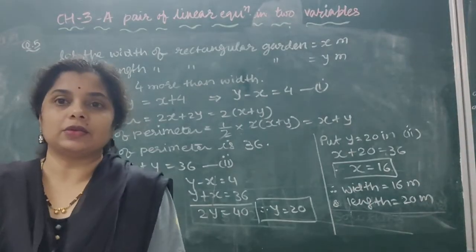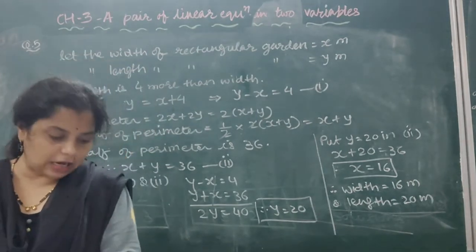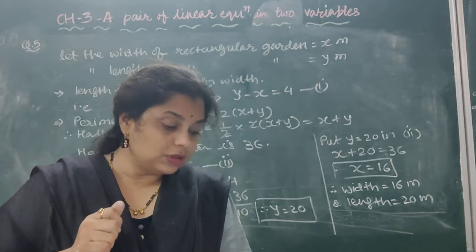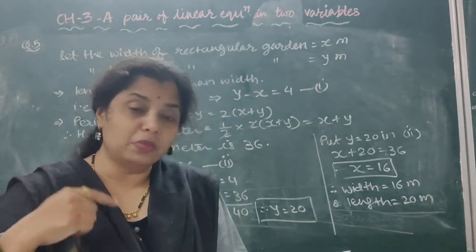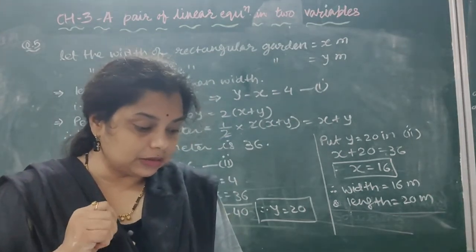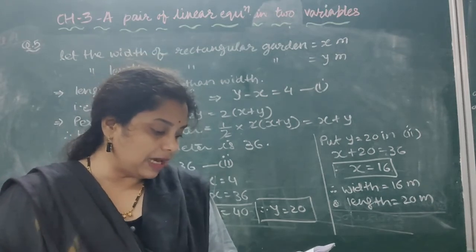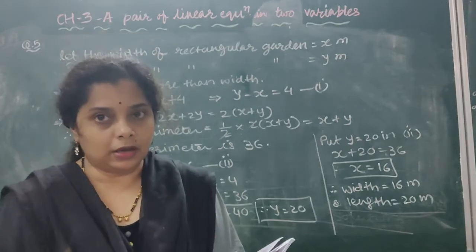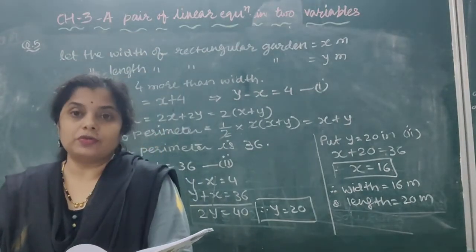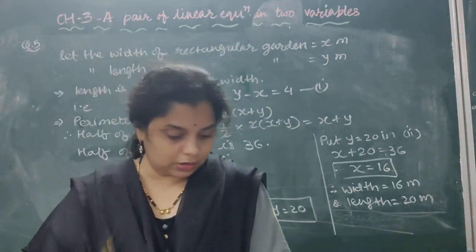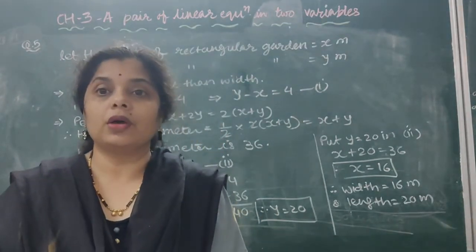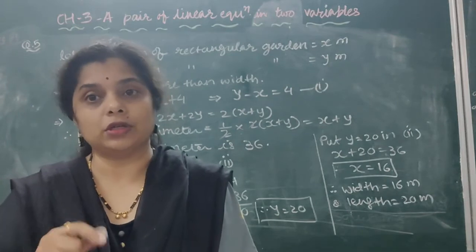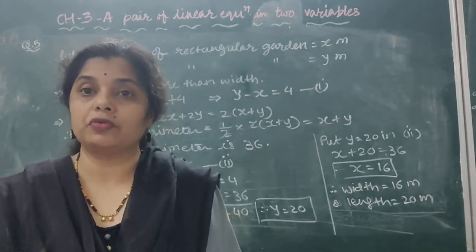Now let's start question 5. It is given that half of the perimeter of a rectangular garden, whose length is 4 meters more than its width, is 36 meters. Find out the dimensions of the garden. Dimensions means length and width you have to find out. So first of all, when such a situation is given, you have to read it at least twice, so you can get an idea of what is actually asked and what we have to find out.